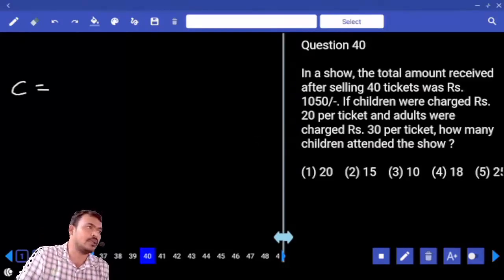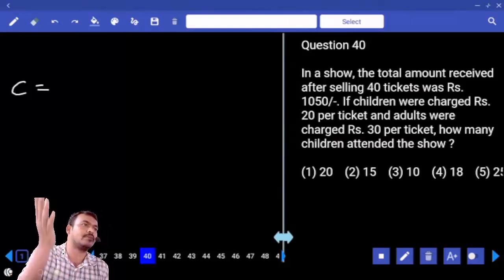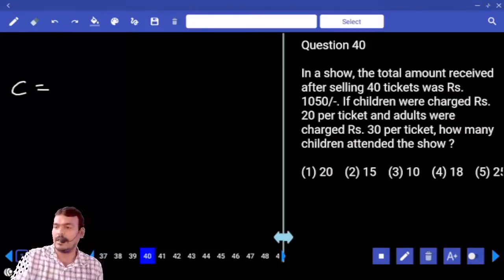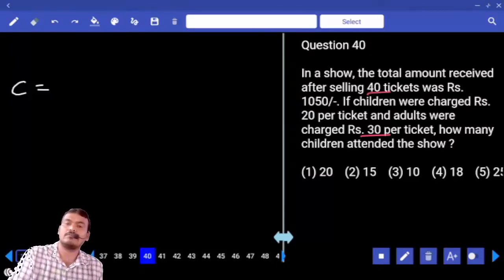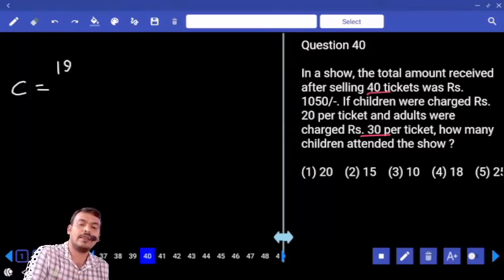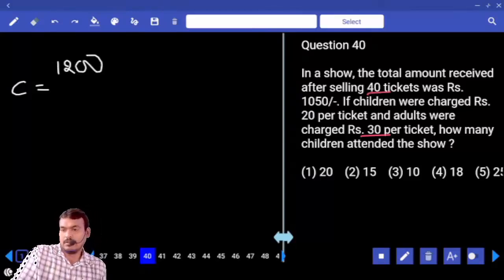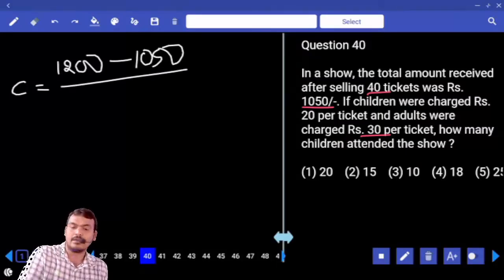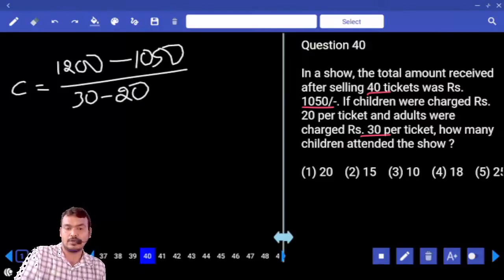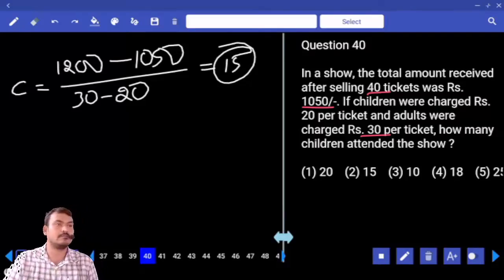We require which one? Number of children. For the number of children, which data do we take? Adults. Every adult is how many rupees? 30. 40 into 30 is 1200. And 1050. 1200 and 1050, what is the difference? 150 by 30 minus 20, or 30 plus 20? 30 minus 20. 150 by 10. Nothing but the number of children is 15.